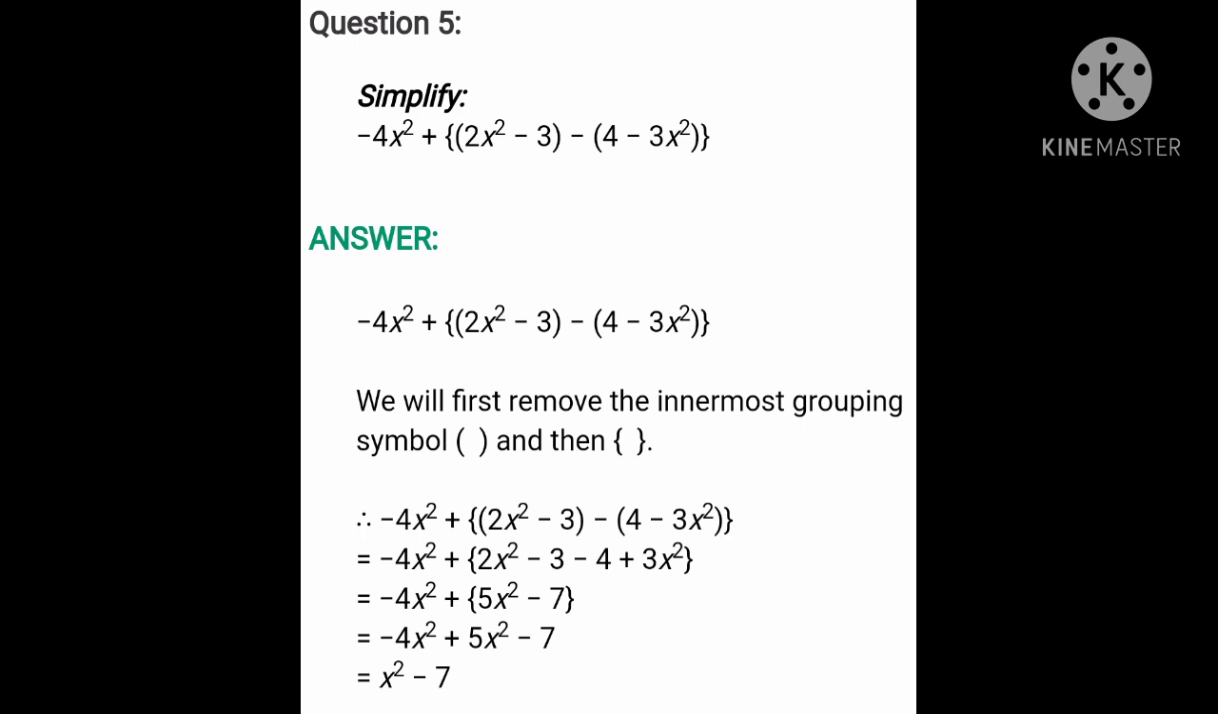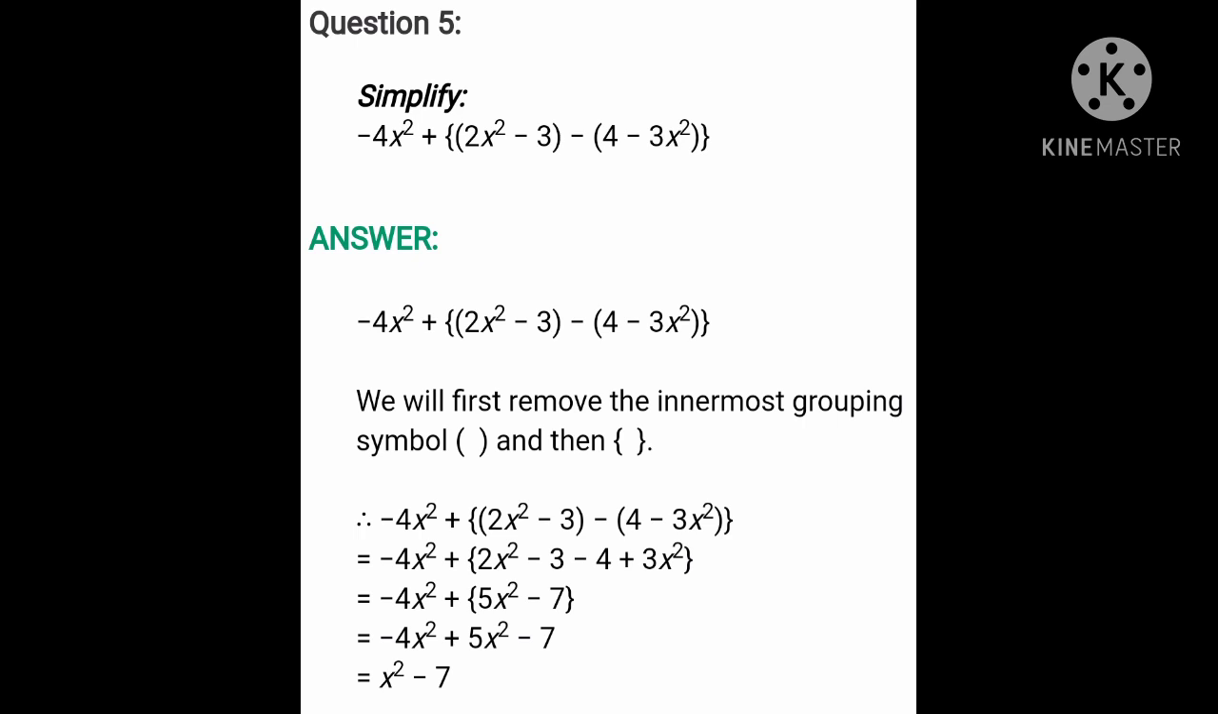Question number 4 is your homework, and question number 5 is minus 4x square plus curly bracket then smaller bracket 2x square minus 3 smaller bracket closed minus again smaller bracket open 4 minus 3x square smaller bracket closed, middle bracket closed. Here first we will remove the smaller bracket and then in the next step we will remove the middle bracket or the curly bracket. We write it as minus 4x square plus middle bracket open 2x square minus 3 minus 4, minus into minus is plus, plus 3x square middle bracket closed.